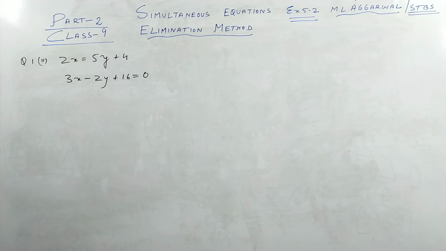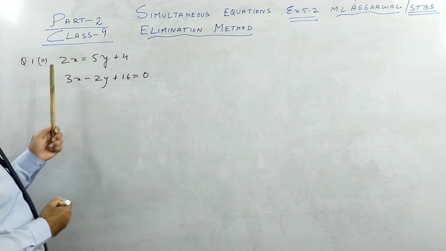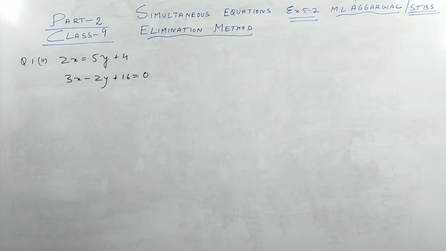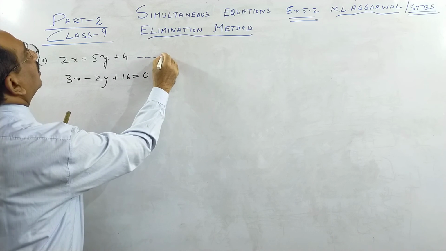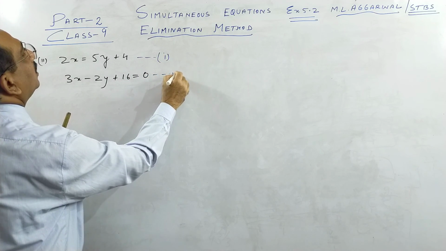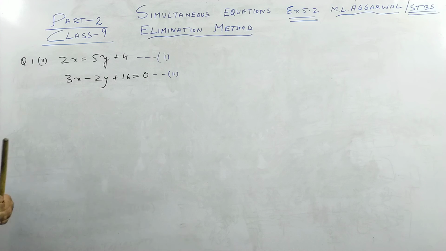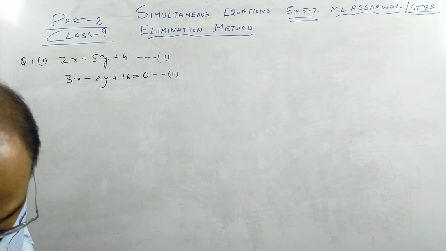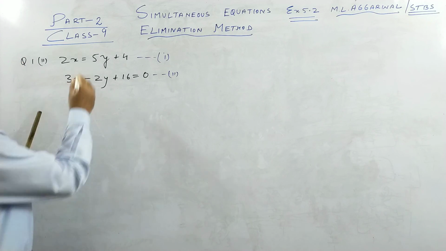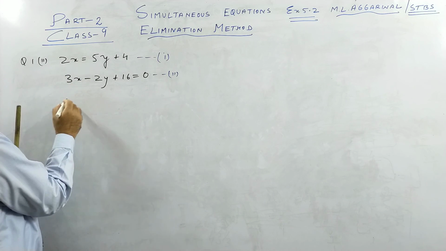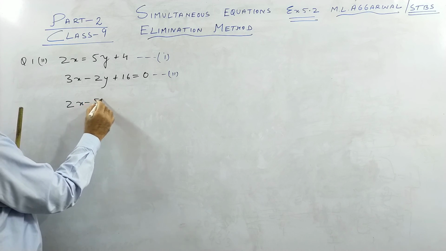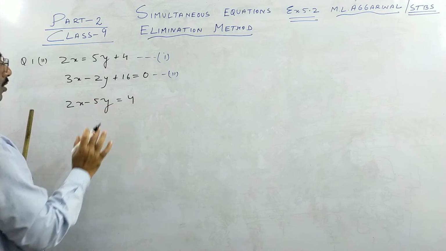This is question one, part 2. So these two equations are given. How we solve them, let us see. First, let this be equation 1 and let this be equation 2. Before we start, children, we bring it to standard form. So equation 1: 2x minus 5y should be 4.